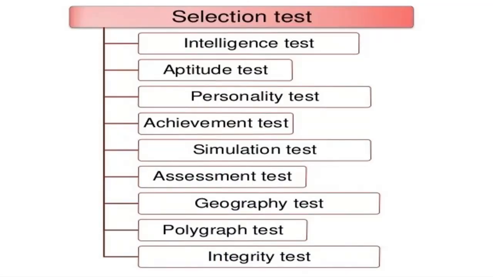As you can see on the screen, there are different kinds of selection tests that are actually administered. The first one is the intelligence test. The second is the aptitude test, then the personality test, achievement test, simulation test, assessment test, geography test, polygraph test, and integrity test. Now, apart from these tests, there can be some other kinds of tests also.